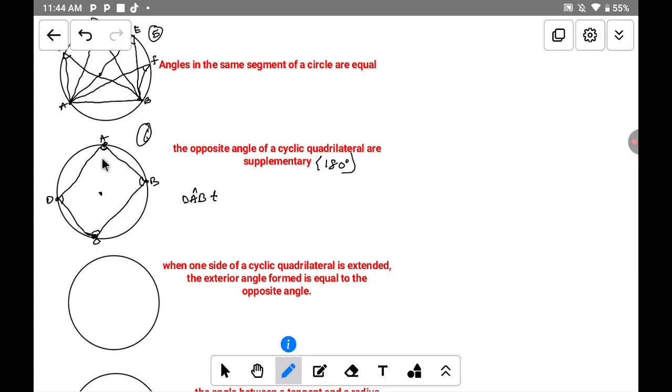The sum of angle A and C here, angle DAB plus angle DCB, is equal to 180 degrees. That is supplementary. They are supplementary, equal to 180 degrees. That is a cyclic quadrilateral. Likewise, the angle ADC plus the angle ABC is equal to 180. The sum of them will give us supplementary, which is equal to 180.